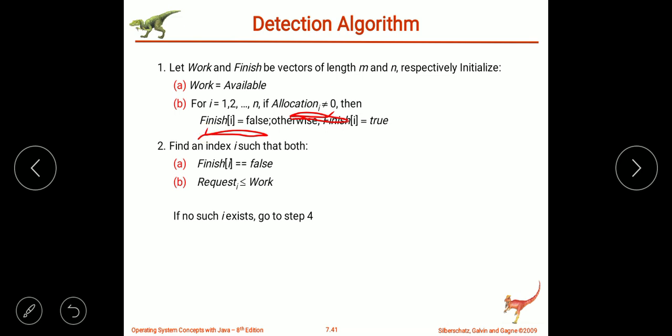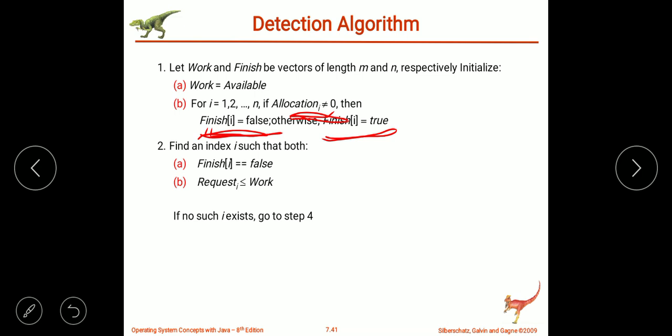This was not there in banker's algorithm. If allocation of I is not equal to 0, then finish of I is set to false. Otherwise, finish of I will be set to true. If allocation of I is equal to 0, then finish will be set to true. Why? Because if no resources are allocated to the process, then we cannot reclaim any resources, right?